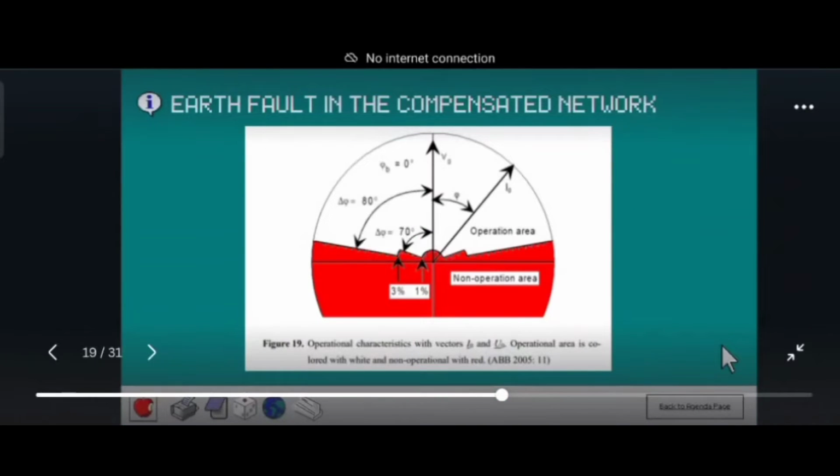This is the earth fault in the compensated network. In this figure, the operational characteristic is shown with vectors of I0 and U0. The operational area is colored white and the non-operational area is red.